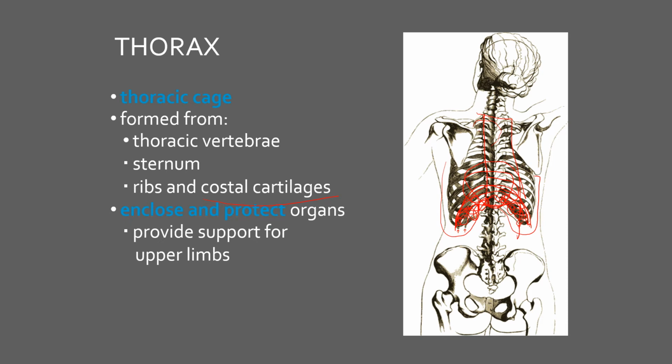The thoracic column also provides an anchor of support for your upper limb. So remember, we talked about this is the appendicular skeleton: clavicle, scapula, and the humerus. And those are not touching the ribs. The clavicle is articulated with the sternum on the front of the body, and that's the only point at which they touch.